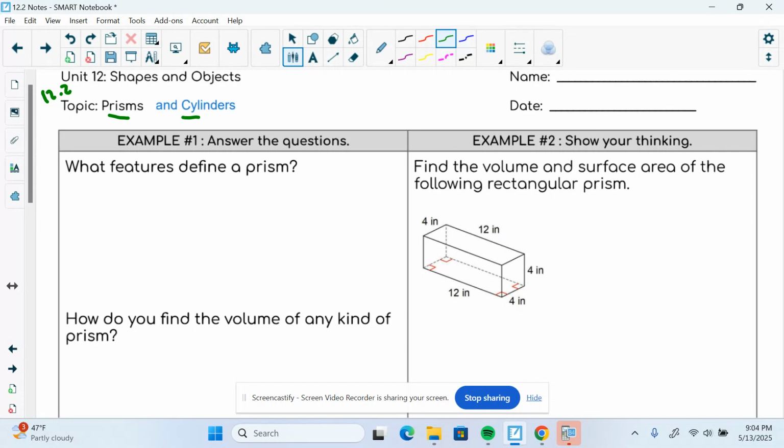The previous video covered the formulas and 3 examples. This video is going to go through your notes. So there are 3 features that define a prism. Let's write down what the 3 features are.